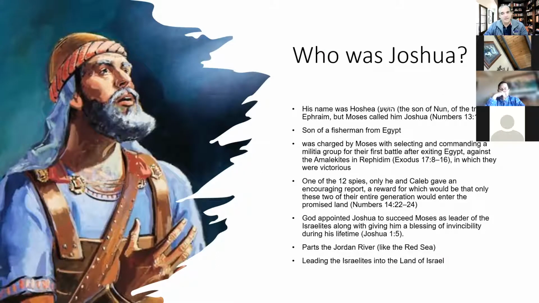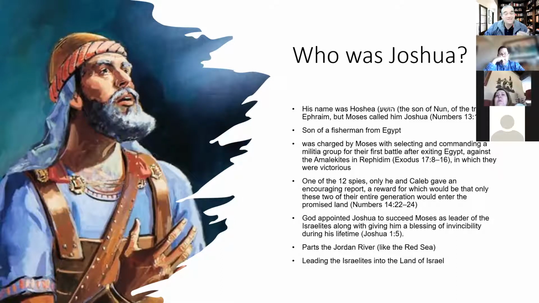We need to start with a name. When we read in the book of Numbers 13, verse 16, we hear that his name is not Yehoshua. His name is not Joshua. His name is Hoshea or Hosea. Now we know a guy by the name Hosea. There is a prophet Hosea. So how did this happen, how from Hosea he became Yehoshua?